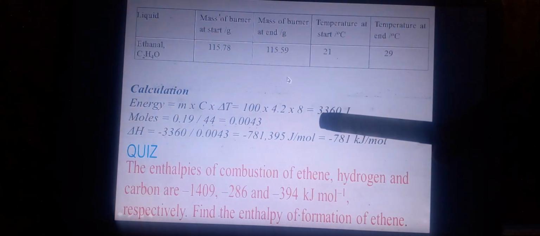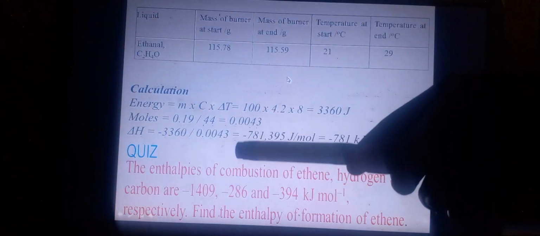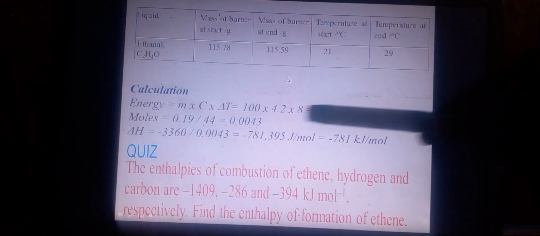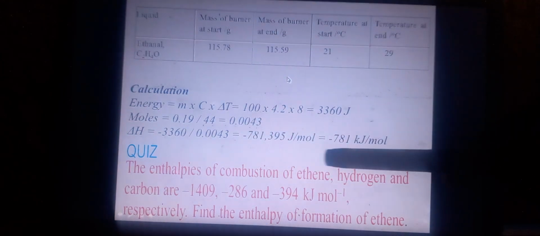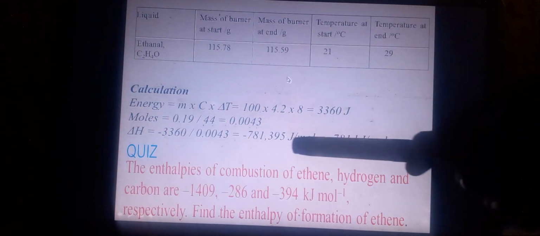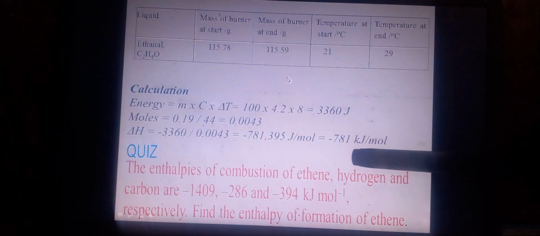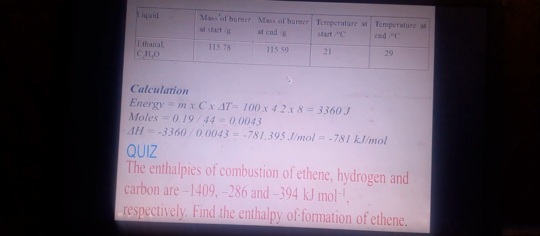Then now we say that if 0.0043 moles evolves this amount of heat, what about 1 mole? So we take 1 times this value divided by the number of moles, which will eventually give us this amount of heat in joules per mole, which is equivalent to 781.4 kilojoules per mole. So I think this calculation is straightforward.